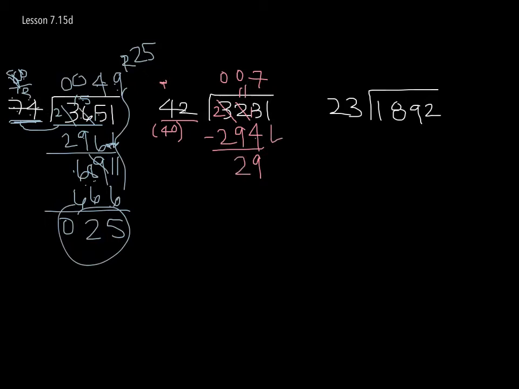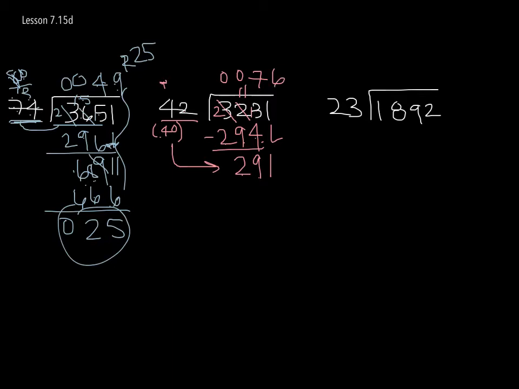And I'm going to bring down my next number, which is 1. Now how many 42s in 291? Now we know that if I look at 4 and I look at the first 2 digits here, it's probably going to be pretty close to 7. But 7 was 294. This is 291, so it can't be 7. It's got to be 6.